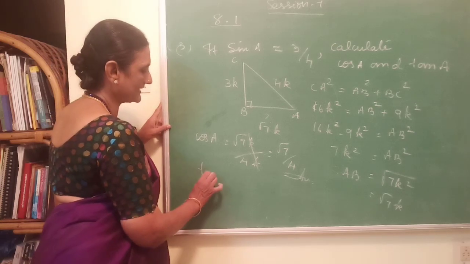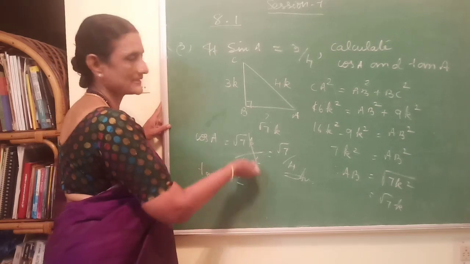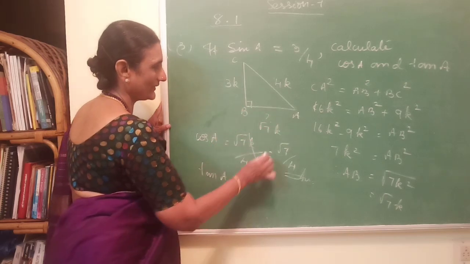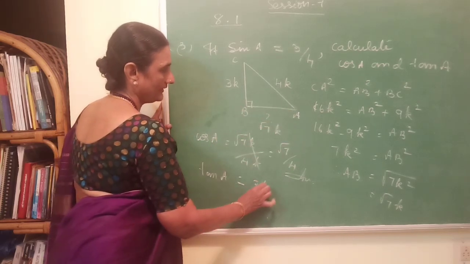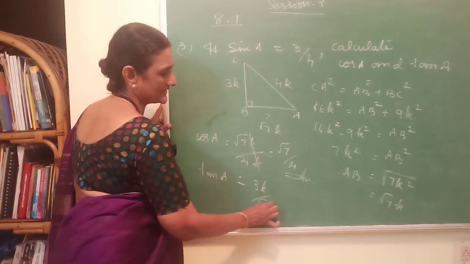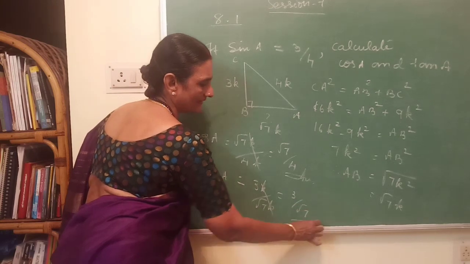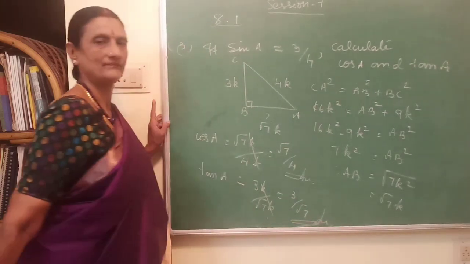Then what about tan A, children? Tan A is opposite divided by adjacent. So with respect to angle A you get 3K divided by root 7K. K and K cancel. It is 3 by root 7. So this is the answer. Please take down.